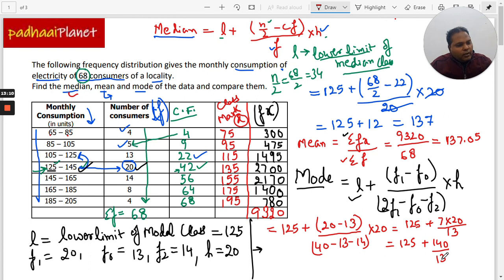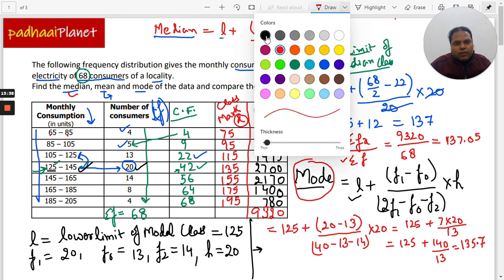So the final answer which is going to come here, I'll have to use my calculator, so that is 140 divided by 13, 10.7, so that's 135.7. So that's the mode of the data. This is how we have found out the mode.